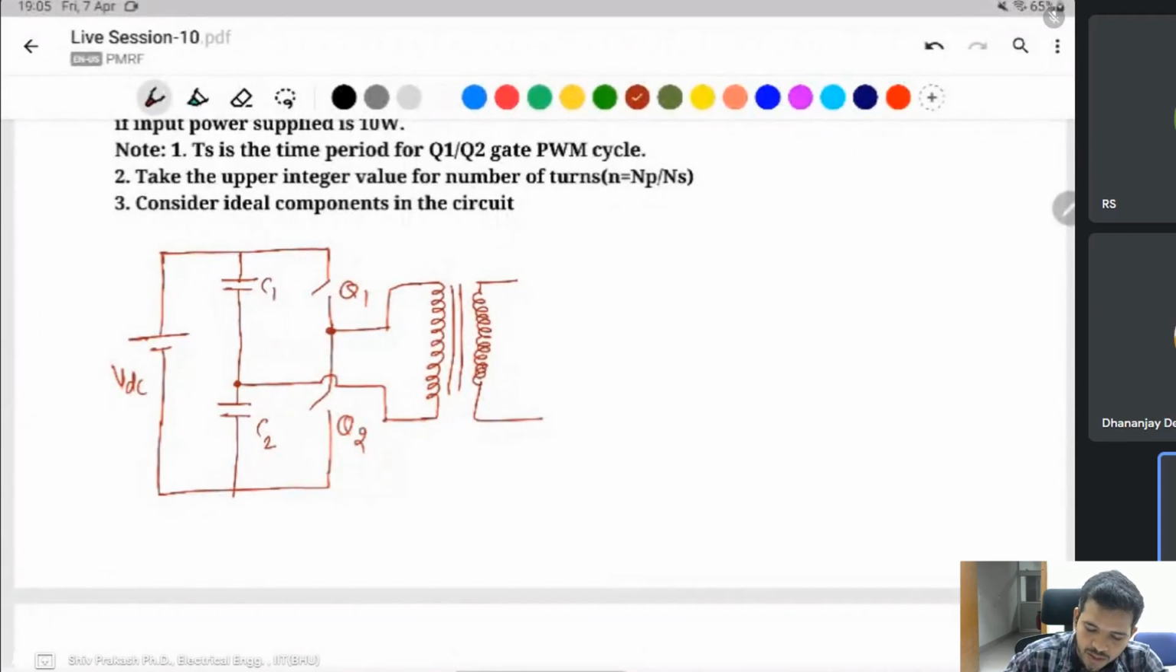The secondary side looks like a buck converter. Half bridge converter, full bridge converter, push-pull converter, and forward converter, all of these are in the buck converter category, but isolated, not non-isolated. If a transformer is used, it means it is an isolated converter.